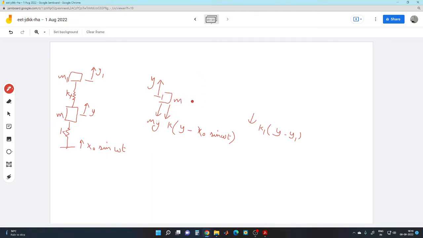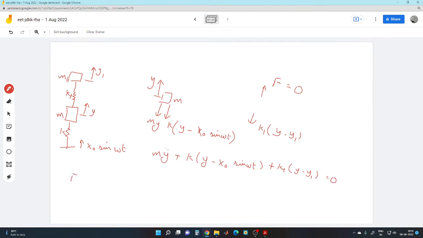And these total resulting forces are equal to F, which is, by the way, 0 here. So what we can write here, for the upper mass, is m y double dot plus k into y minus x naught sine of omega t plus k1 y minus y1 equal to 0.